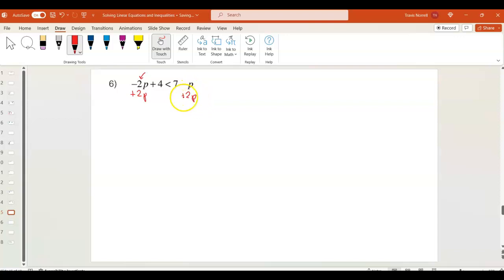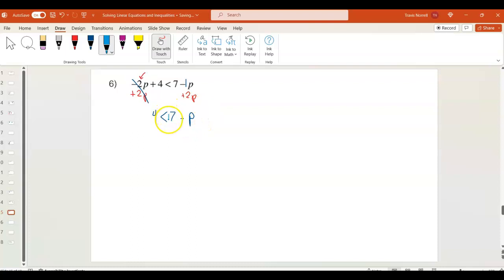See, I'm not dividing by 2p because I'm not trying to separate the 2 from the p. I'm just trying to move the p's all to one side. That would give me 4 is less than or equal to 7. And then negative 1p plus 2p would give me positive 1p. So I moved my p's to the right.